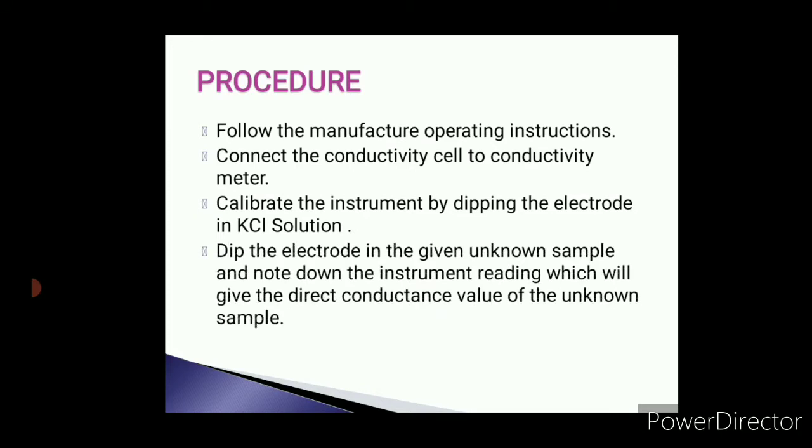After doing that, we must rinse the electrode and dip it in the given unknown samples, and the conductance value will be displayed directly on the conductivity meter, and we can note down the conductance value of that particular sample. For a number of samples, we can do the same thing: rinse the conductivity cell in water, then dip it in the second sample, and so on for the number of samples. Let us now observe the experiment.